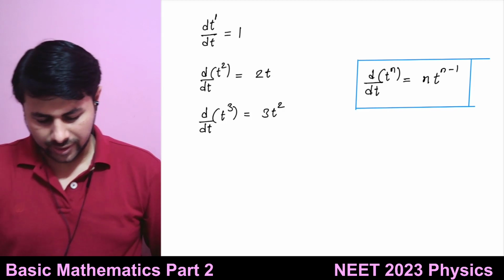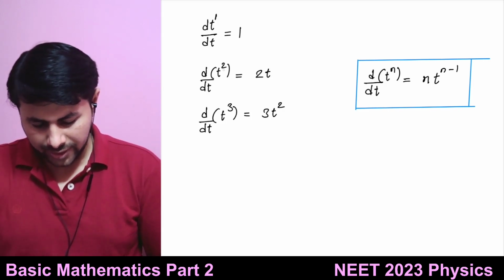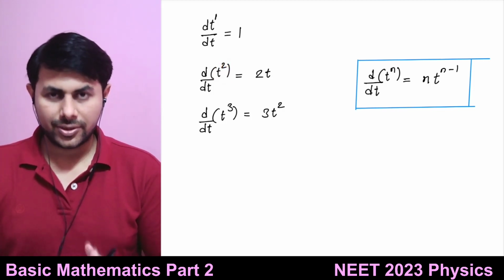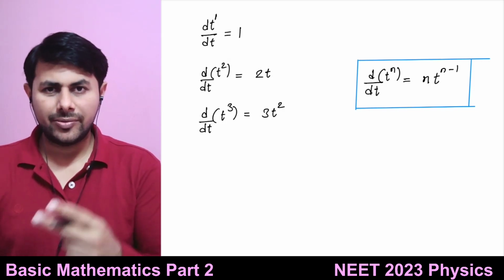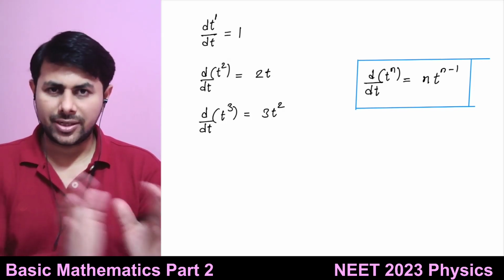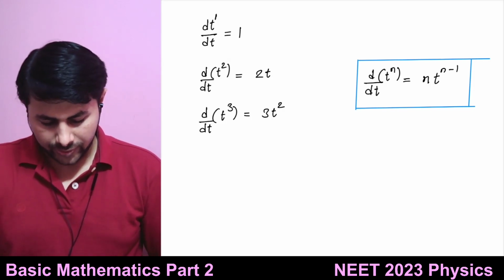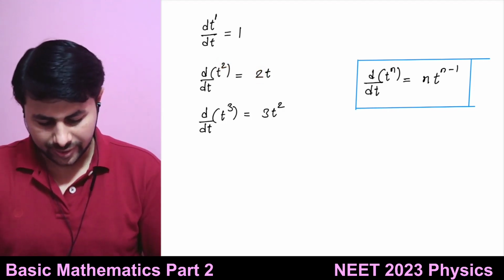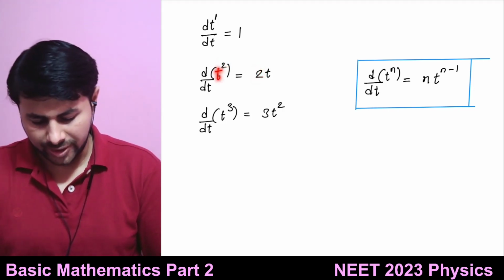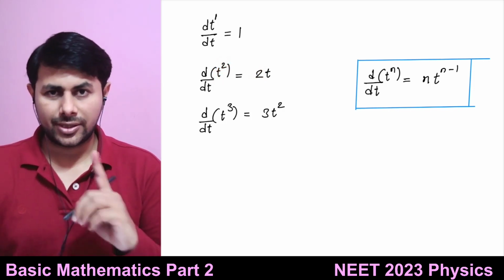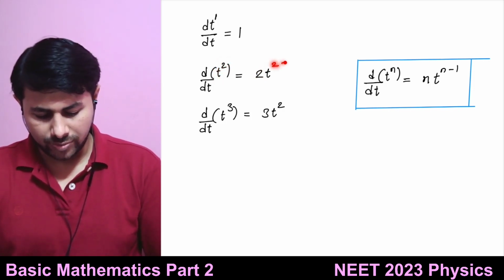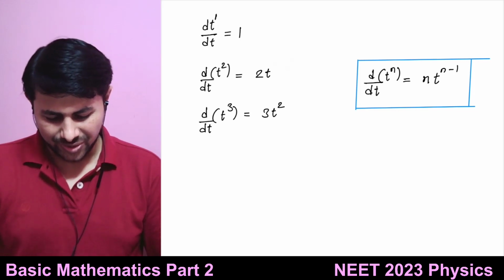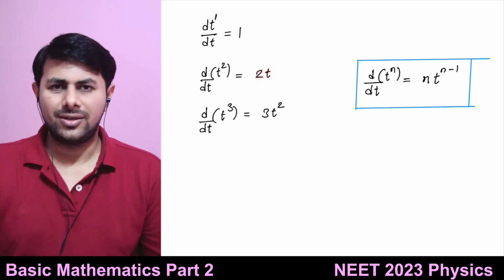Similarly, if you take derivative of t square with respect to t, here n is equal to 2. So that 2 will come as a coefficient of whatever term we are left with, and the power of t reduces by 1. So it was t raised to 2, now it becomes t raised to 2 minus 1. 2 minus 1 is 1, and 1 we don't write generally. So it is 2 times t, right?